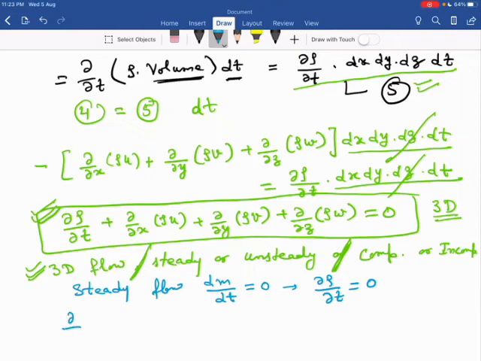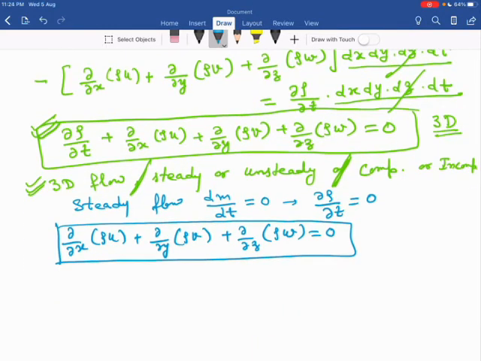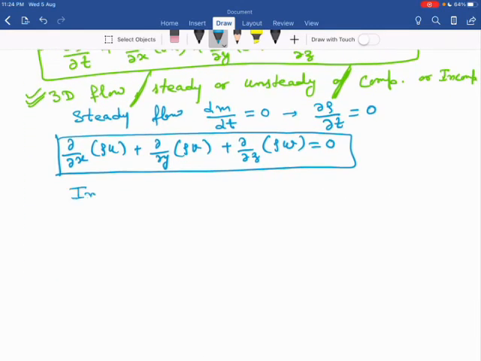So now you are left with ∂/∂x of ρu plus ∂/∂y of ρv plus ∂/∂z of ρw equal to 0. So this is the equation for steady flow. Now if I put one more assumption, say the flow is incompressible also. Now if flow is incompressible, that means there is no variation of density with respect to distance also.